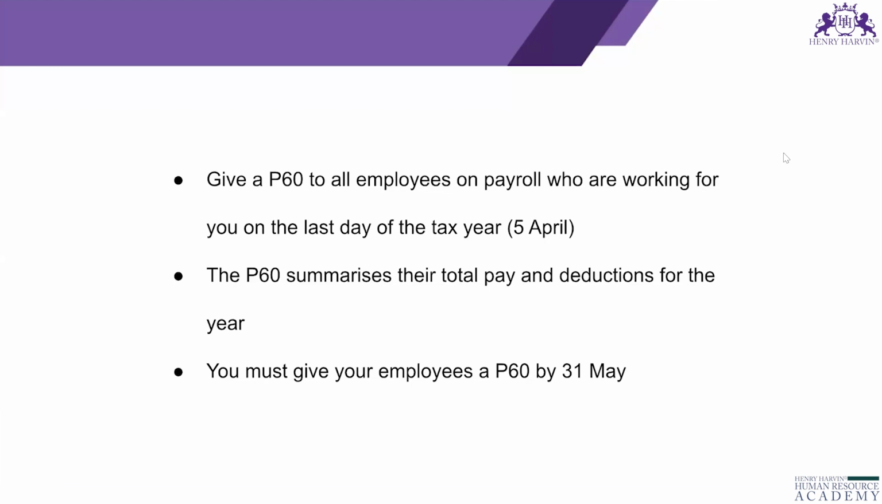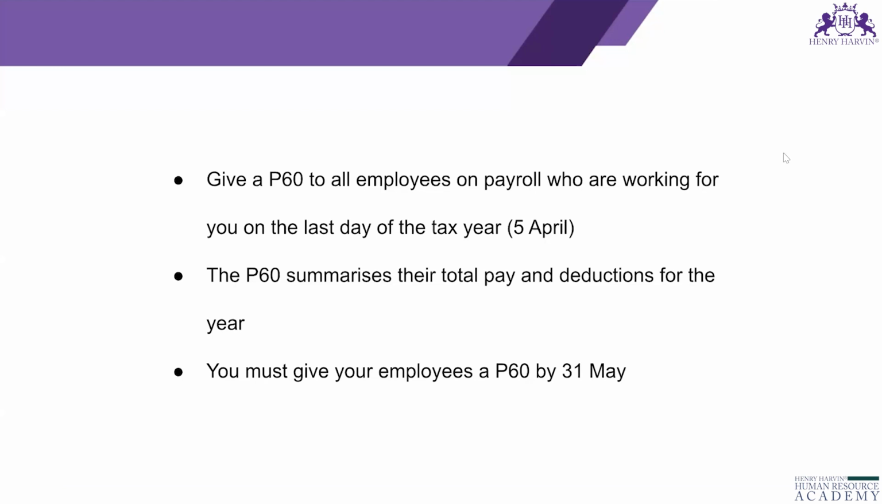And if the employee leaves before 5th April, then what will be the scenario? They get a P45, and a P60 will not be given to the employee. There is a rule that even if one day is less, the employee cannot ask for a P60. We can deny it. We have to say you have just worked till 4th, you cannot get a P60. The person who leaves on 4th April, one day before the financial year end, will get a P45 only, not a P60. The P60 summarizes the total pay and deductions for the year.